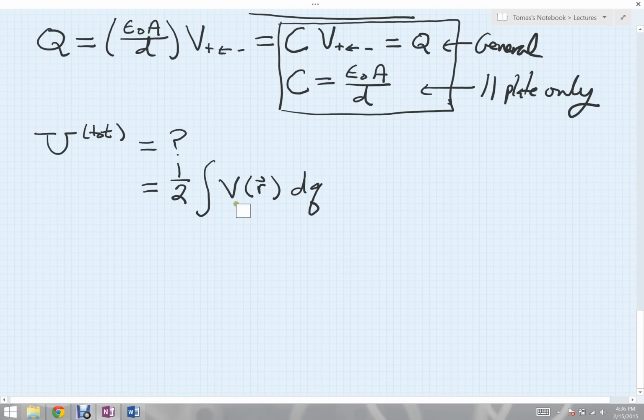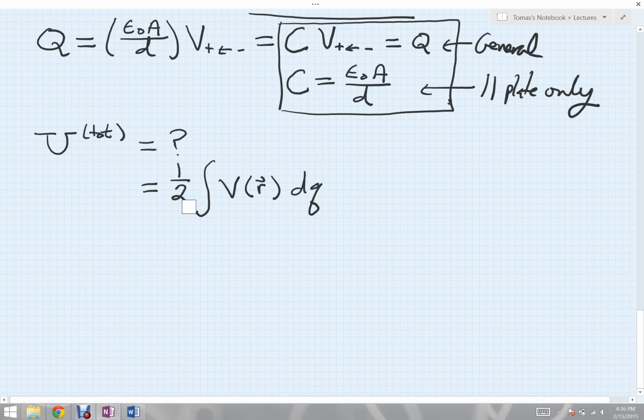And this makes a lot of sense if you think about it dimensionally. Potential has the same units as voltage, which is energy per charge. So we take the energy per charge at each location, multiply by the charge. That gives us the energy of each little chunk of our system, and then we simply add them up to get the total energy. The only tricky factor is this extra factor of a half that we've now come to understand.